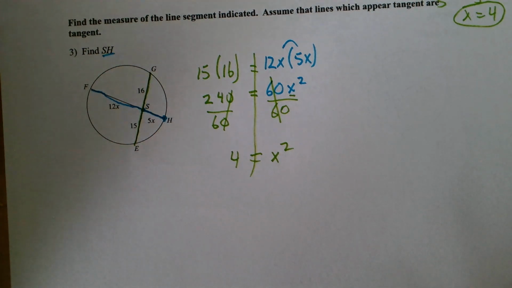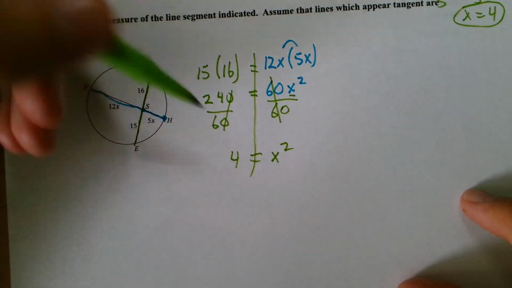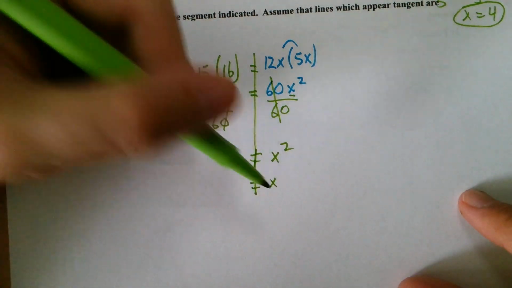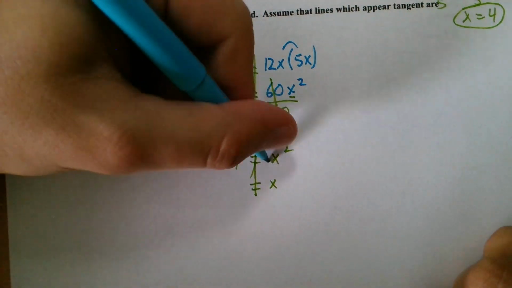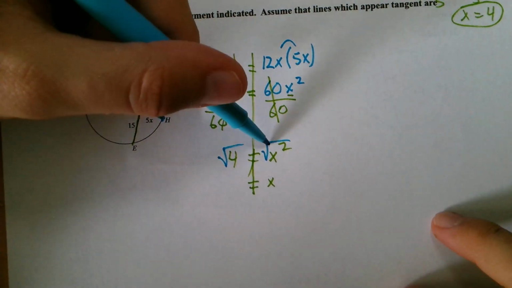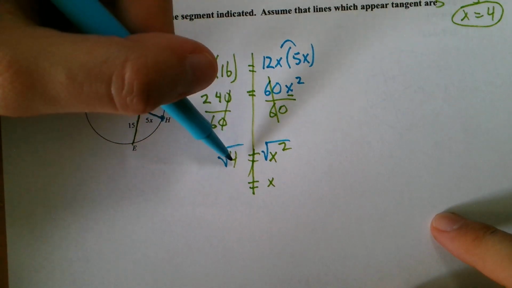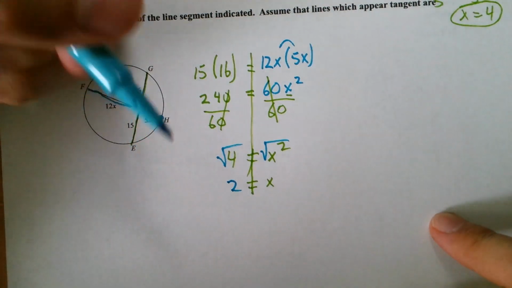Okay. And then with this problem, since we did have that x squared, we have the extra step where we need to take that x squared and turn it into just x. Now, of course, how do we do that? By taking the square root. And if I take the square root on this side, then I have to take the square root over here also. So instead of being equal to 4, x is going to be equal to the square root of 4, which is 2.